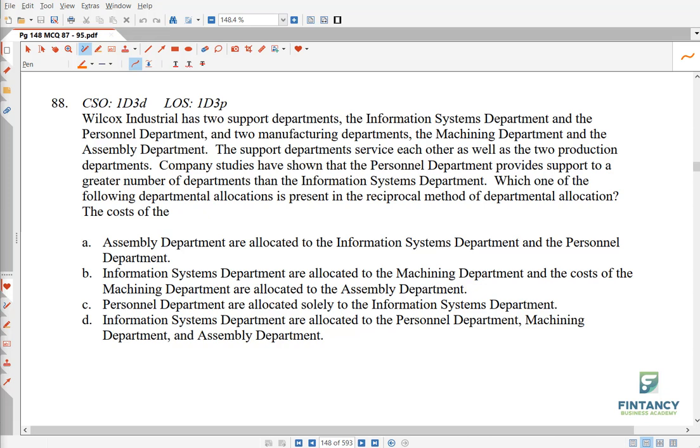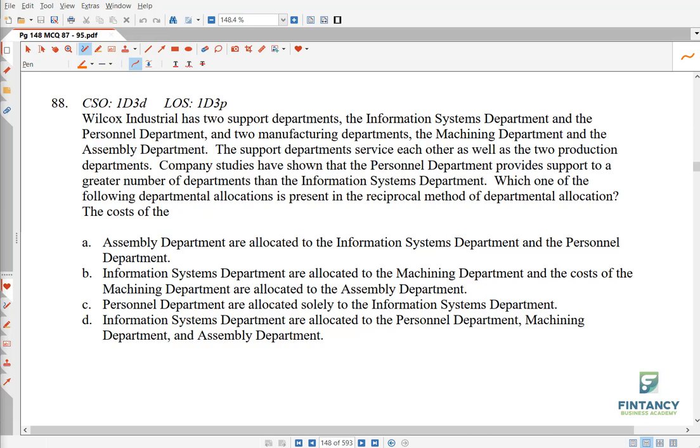Today we will do some MCQs on the overhead allocation, right? Remember how many types of overhead allocation methods we have? Can you tell in the chat box? How many types of overhead allocation methods we have? 3, right? We have direct method, we have step down method, and we have reciprocal method. What is direct method? In direct method, you ignore inter-service department relationship.